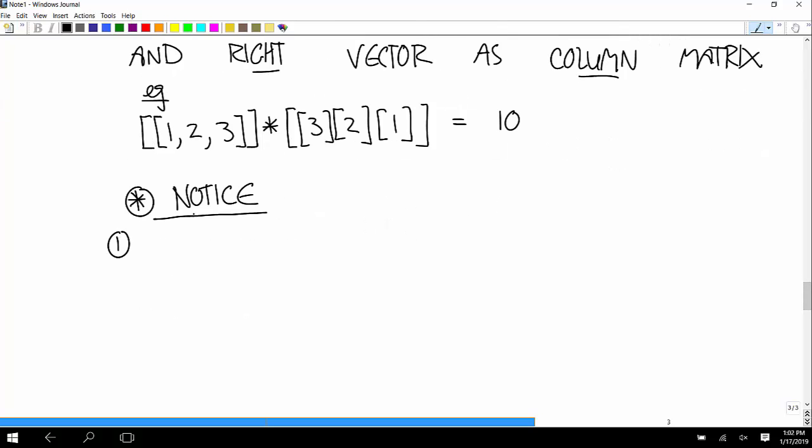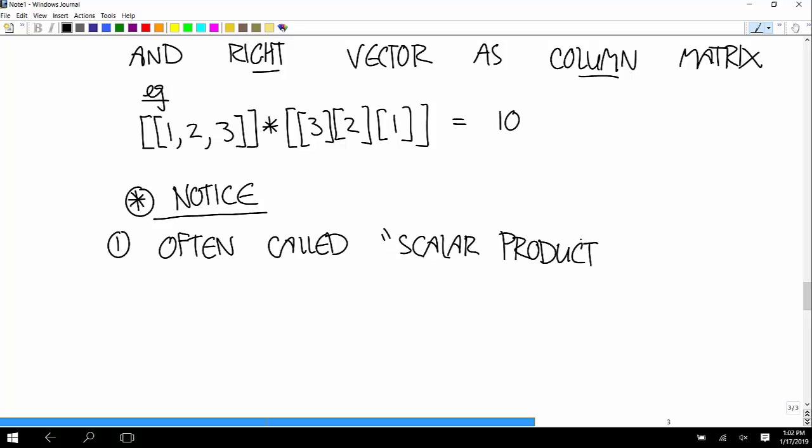The first one is the dot product is often called a scalar product. Why do you think that is? That's right, because the output is a scalar.